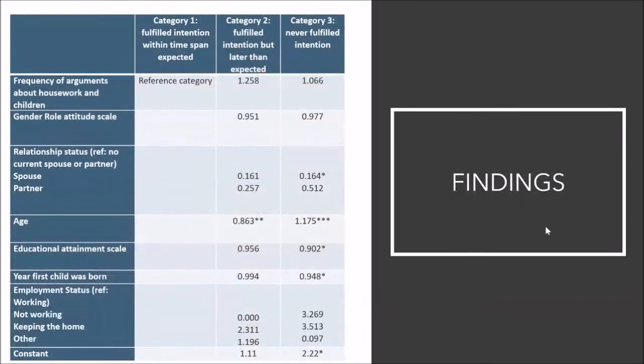So what I find? Well, in terms of the predictive variables I was interested in, frequency of arguments about housework and childcare and gender role attitudes, I didn't find anything thus far. However, I'm going to talk about in the next slide how I'm developing this model further to try and address this. Things that did come out as predictive were firstly having a spouse. So if one had a spouse, they were less likely to be in this third category of never fulfilled intention for a child, i.e.